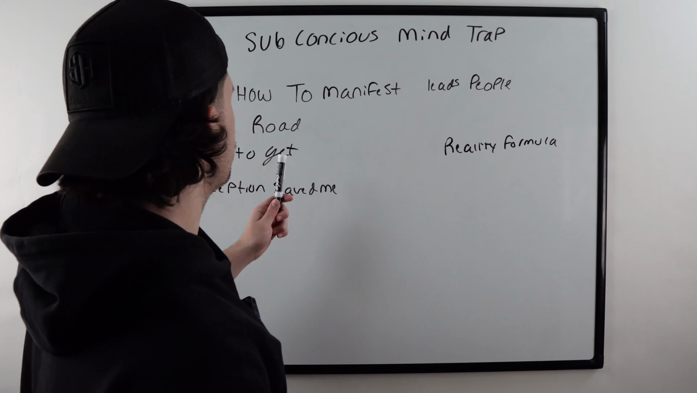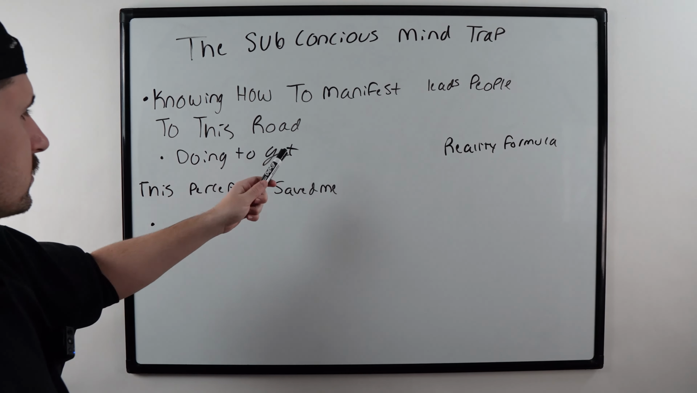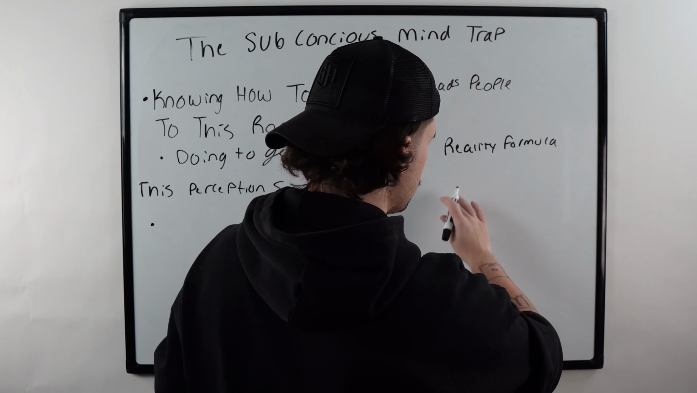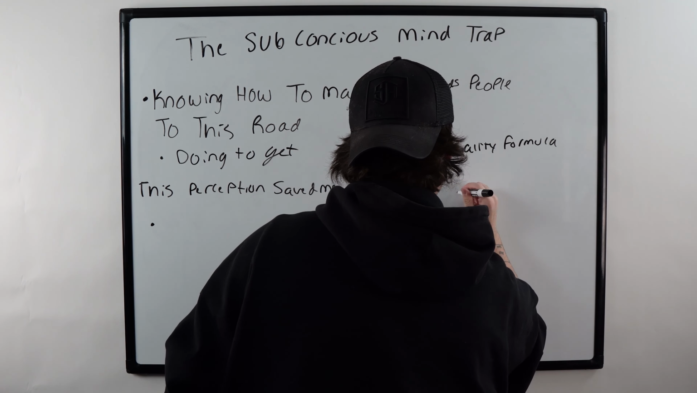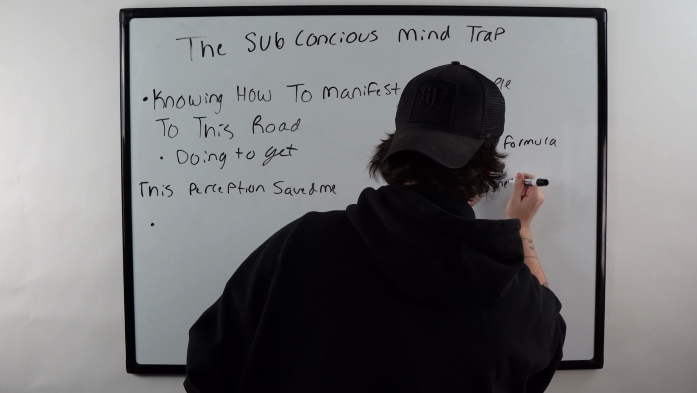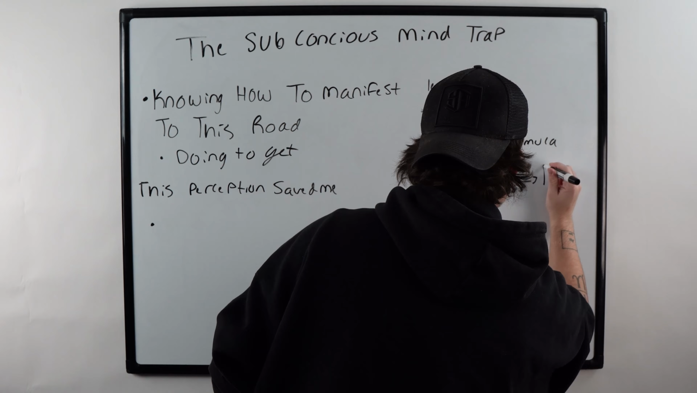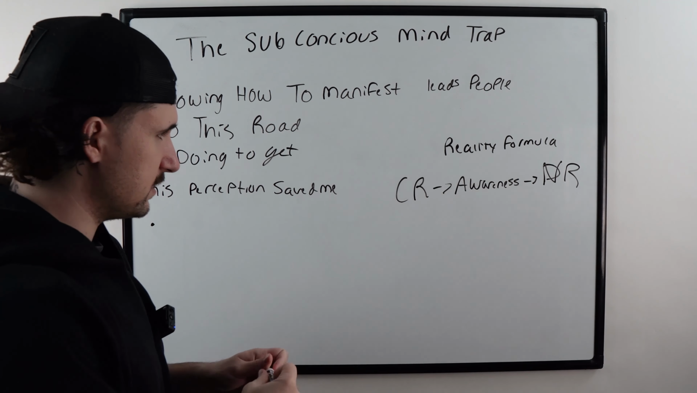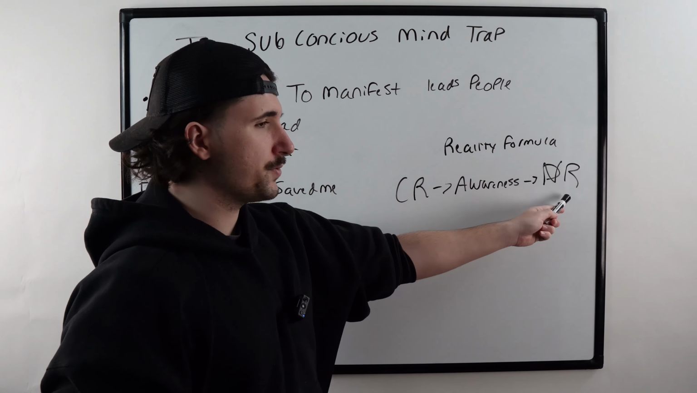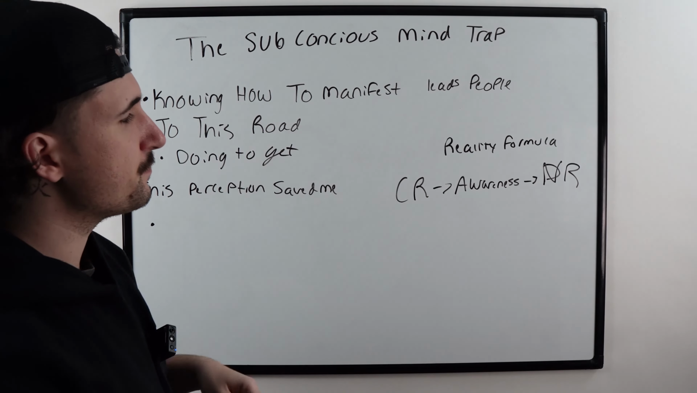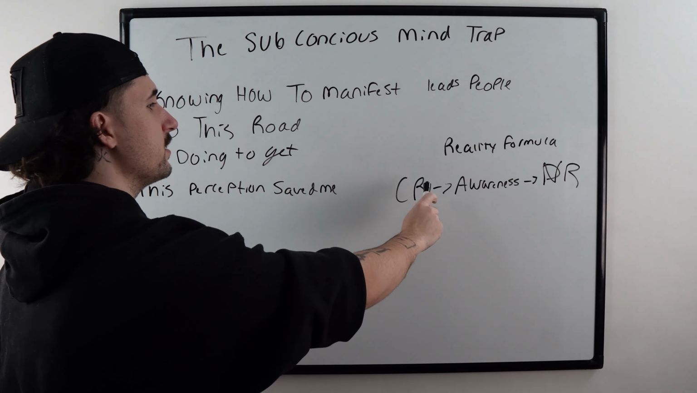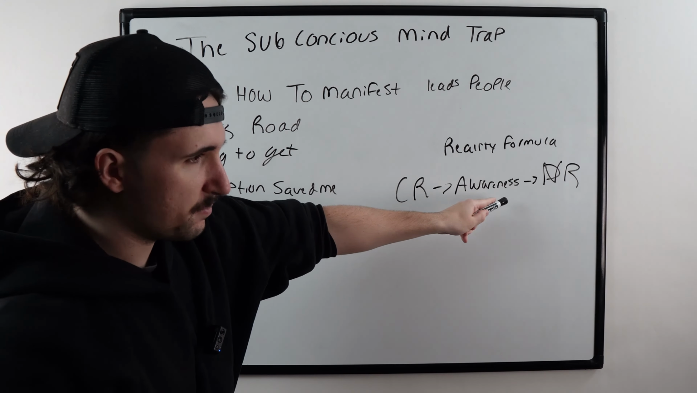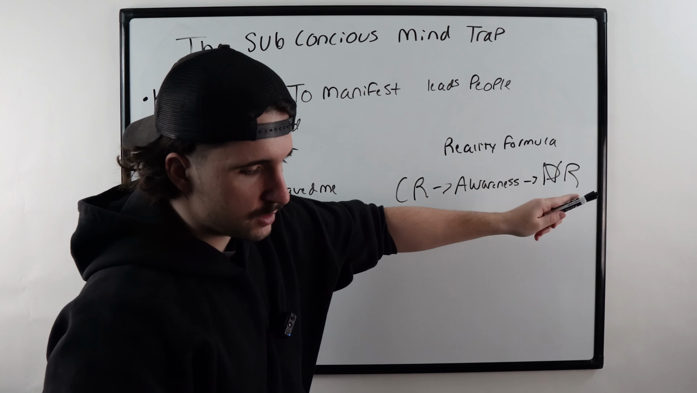Okay, so the trap that a lot of people fall into, again, is doing to get. Now, this is the reality formula that I've come up with. Not the delivery system, but the formula. So, this is current reality to awareness to new reality. This is how everything happens, okay? Just like the delivery system, but this kind of shows that this is a dead world, okay? So everything you see currently was because of a previous awareness, because awareness leads to a new reality.